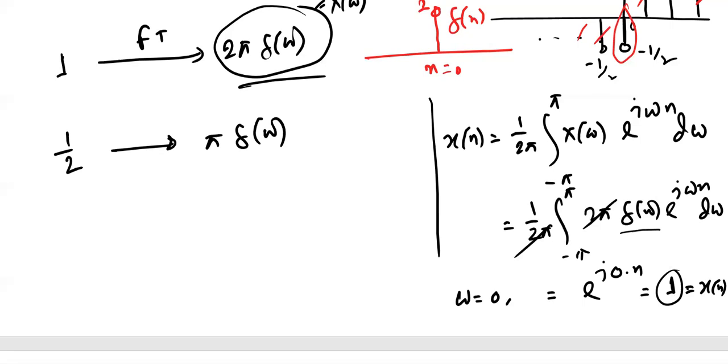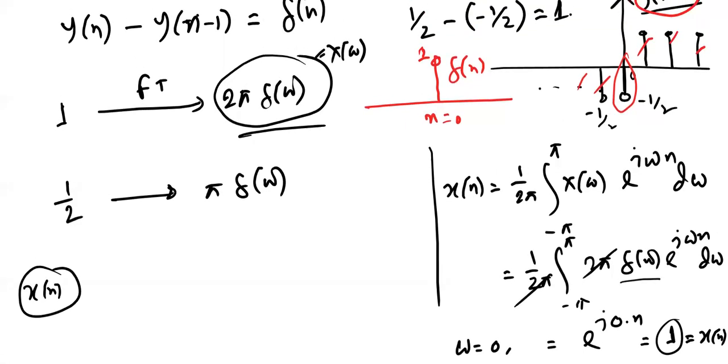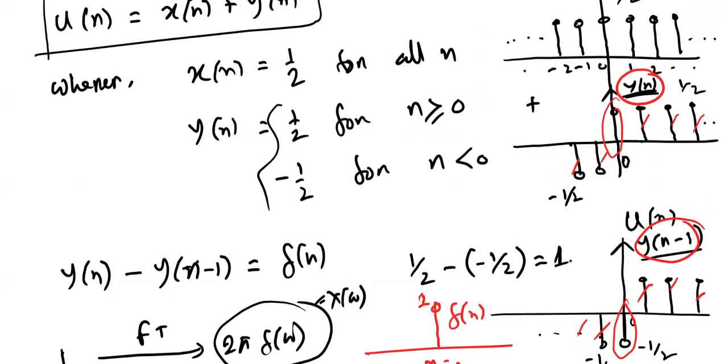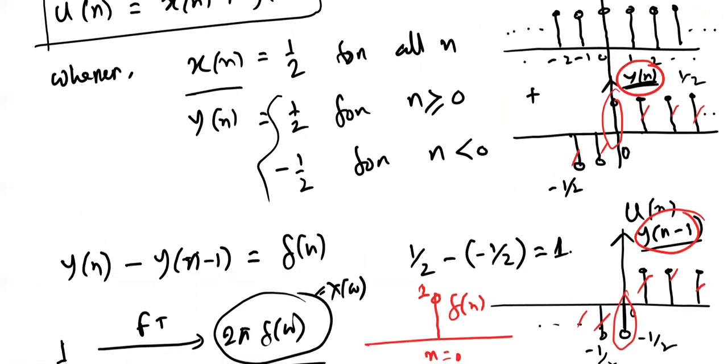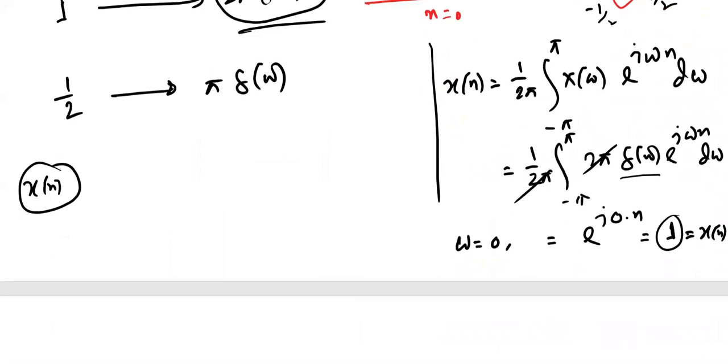So this is simple. That is pi times the delta function. In the example, if we have the value of x[n], how does x[n] look? Suppose we have defined x[n] equal to half for all values of n. So we can say that the Fourier transform of x[n], the value is half, so X(omega) is equal to pi delta(omega).